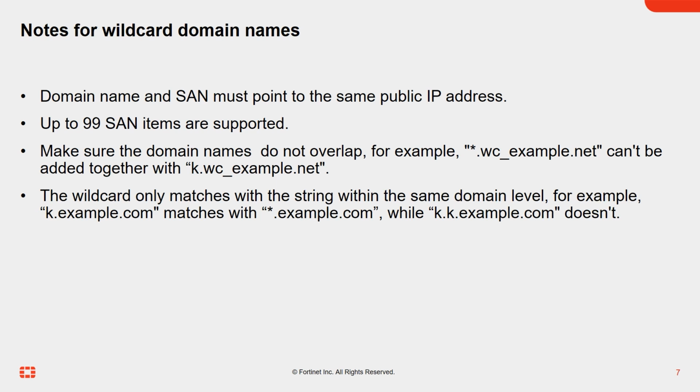For example, star.wc_example.net cannot be added together with k.wc_example.net. The wildcard only matches with the string within the same domain level. For example, k.example.com matches with star.example.com, while k.example.com does not.